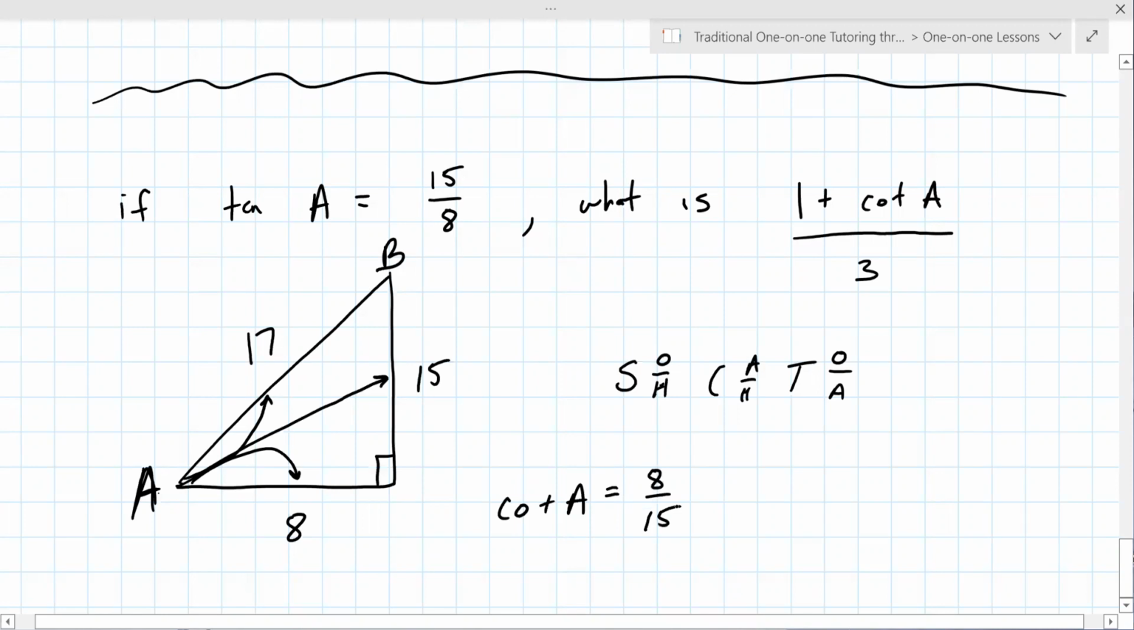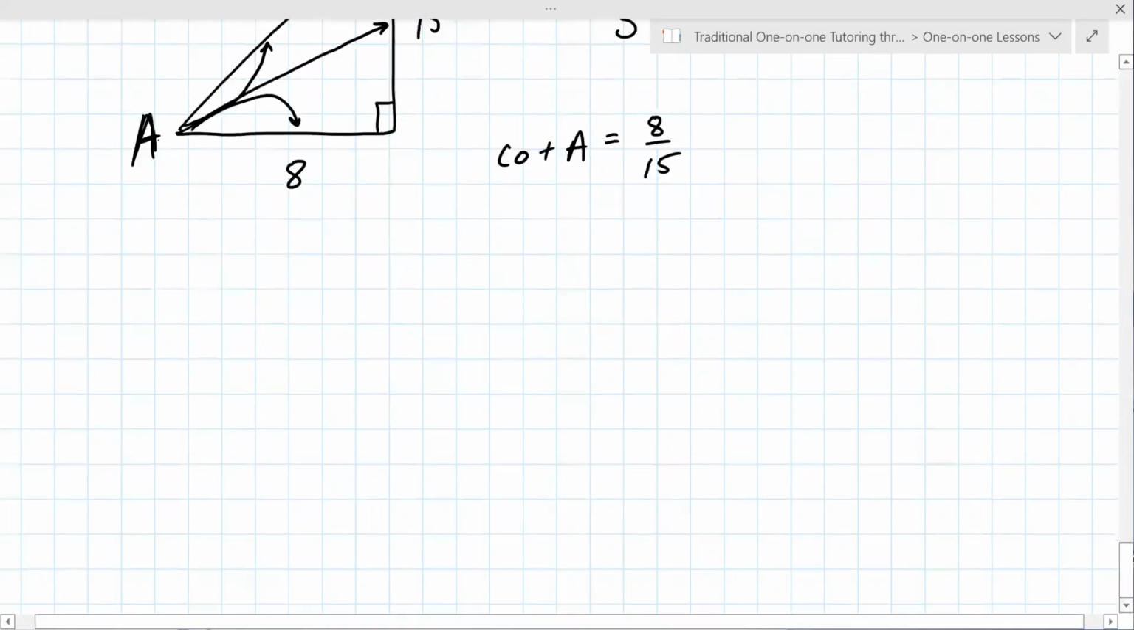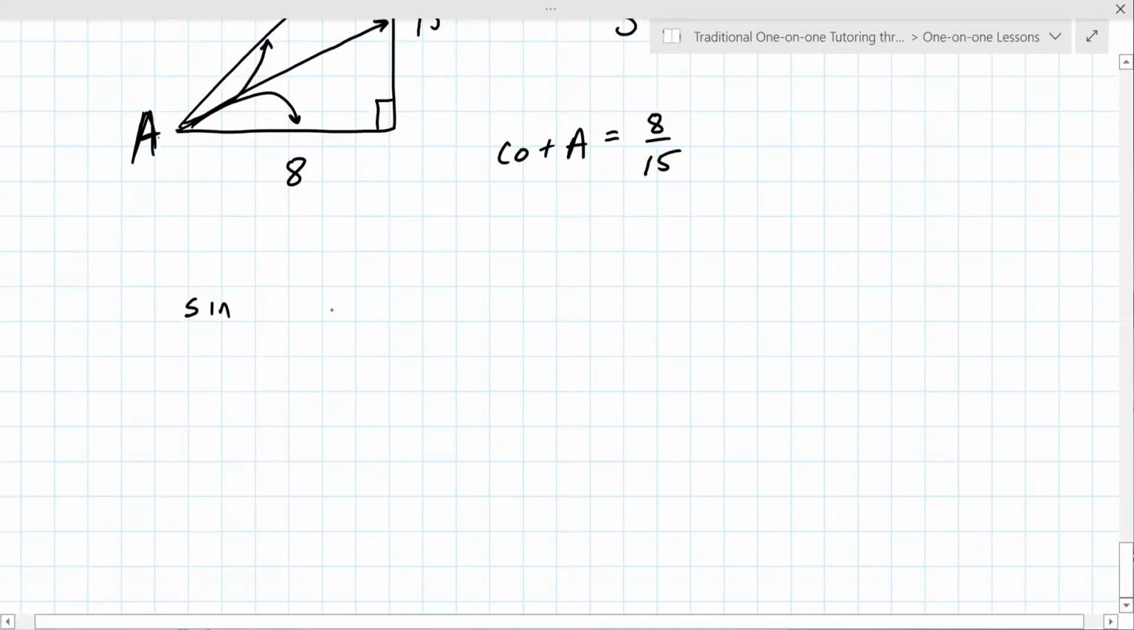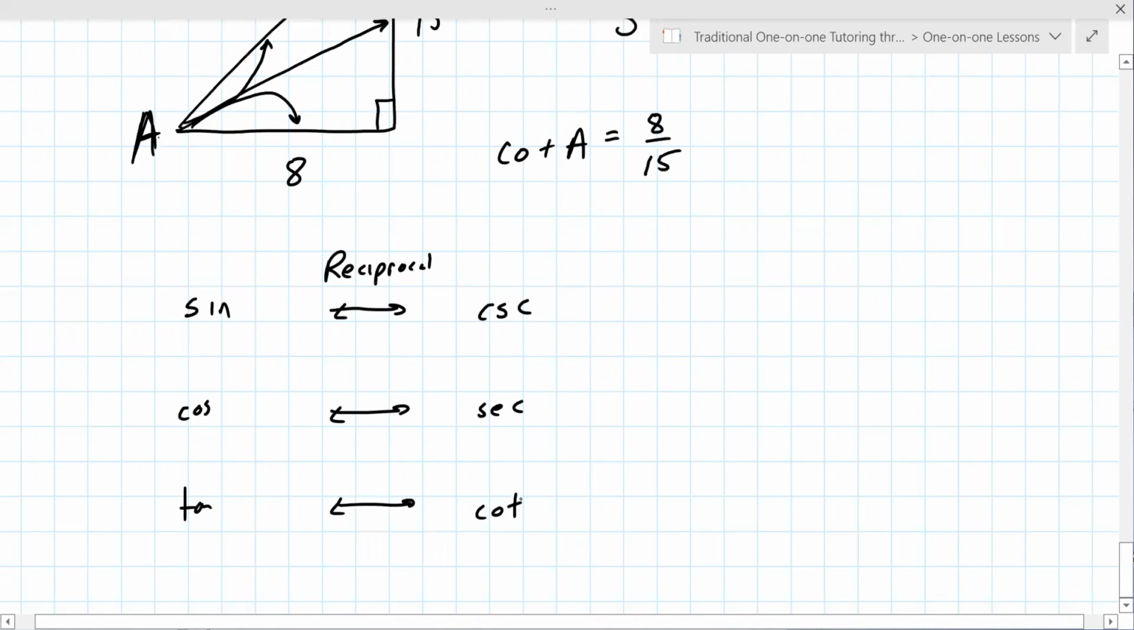Oh, so when it's cotangent, then you flip it? Yes. Sine is the reciprocal of cosecant. Cosine is the reciprocal of secant. Tangent and cotangent are reciprocals, and these are just time-saving things. I know it's more stuff to remember, but it gets better. You do this a few times, you're like, oh yeah, that makes sense.